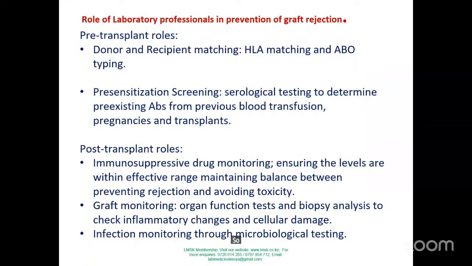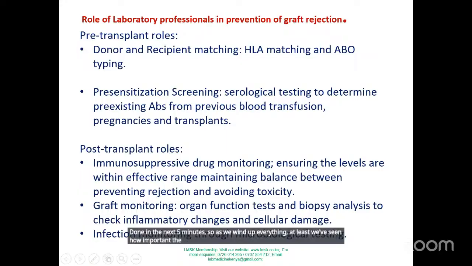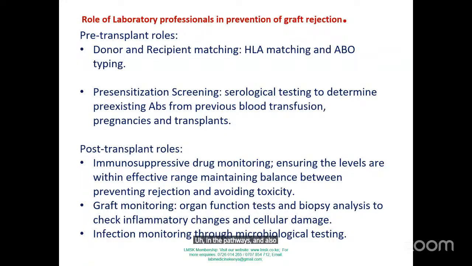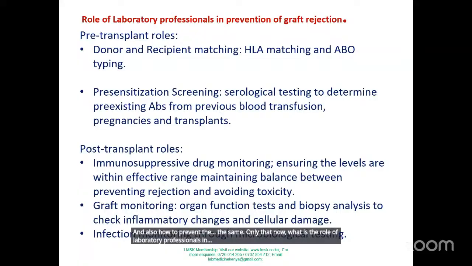So it was a short webinar. We are done in the next 5 minutes. As we wind up, at least we've seen how important graft rejection is, the pathways, and also how to prevent it. Now, what is the role of laboratory professionals in prevention of graft rejection?